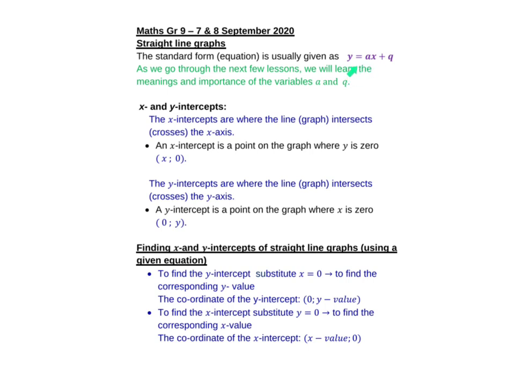So the standard form of an equation is given here, y equals ax plus q, where all the x values are represented by the x that we have in our equation over here, and all the y values from the graph are represented by the y in the equation. At some stage later next week, we will learn what a and q entail exactly, but I think you'll figure it out as we go along as well.